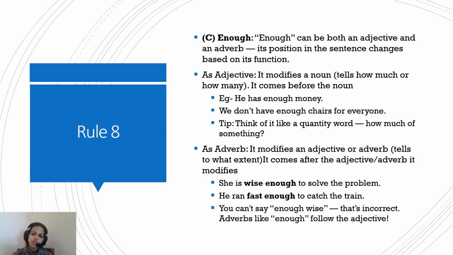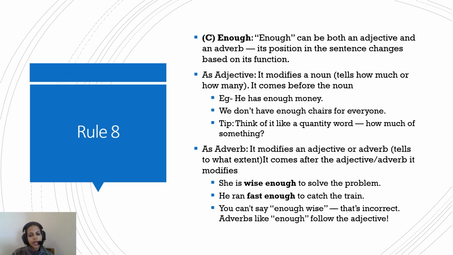Similarly, the word "enough." Now, "enough" can be used both as an adjective and as an adverb. Its position in the sentence changes based on its function. When "enough" is used as an adjective, it modifies the noun. It tells how much or how many about the noun. So, it comes before the noun. For example, "he has enough money." The word "enough" comes before the noun "money." It tells how much money he has. He has enough, like he'll be able to manage himself.